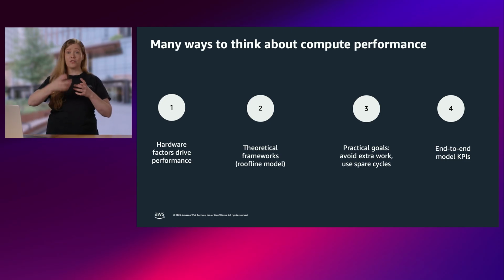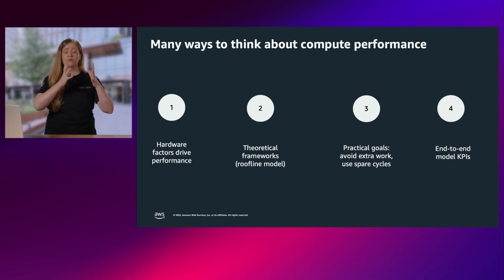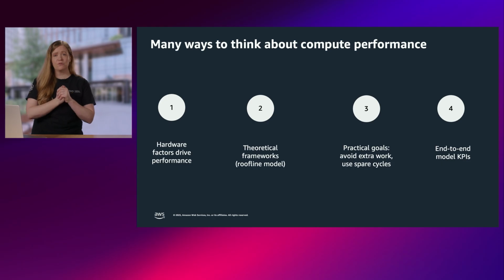Additionally, there are theoretical frameworks that you can use to think about performance and analyze compute performance. This is called the roofline model. The roofline model is not the only theoretical framework. There are a couple different ones out there, but we will use the roofline model regularly as a way to analyze what's going on in our workloads and try to figure out how we can improve performance.